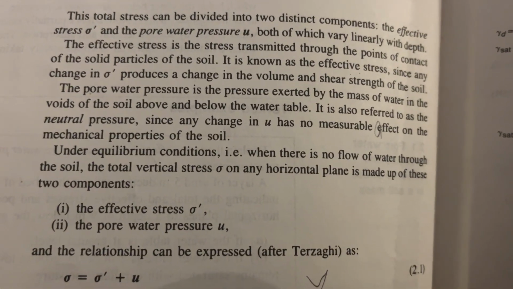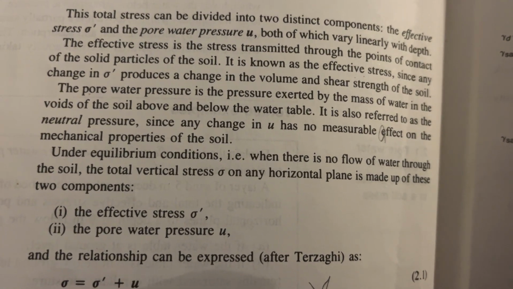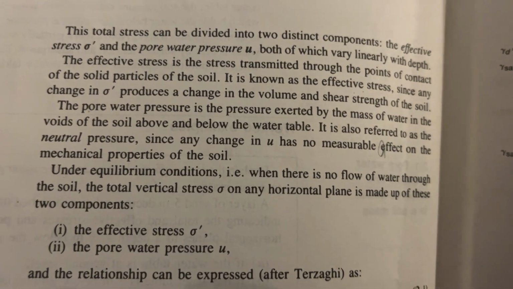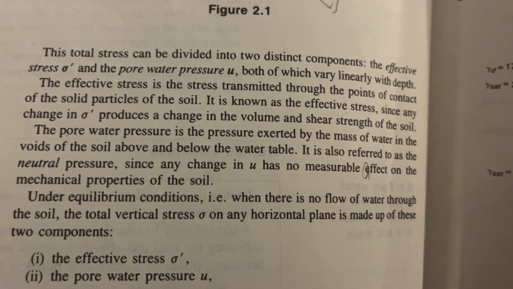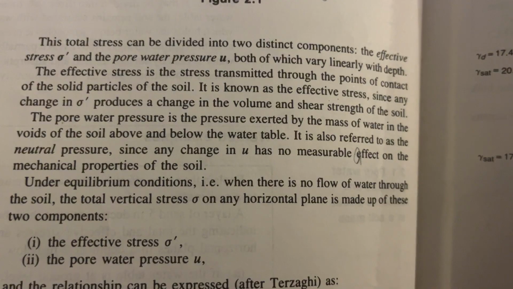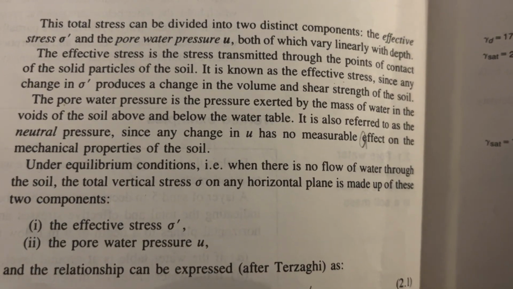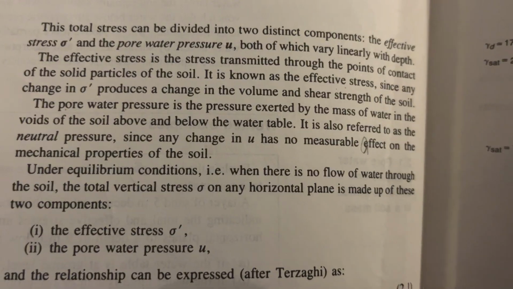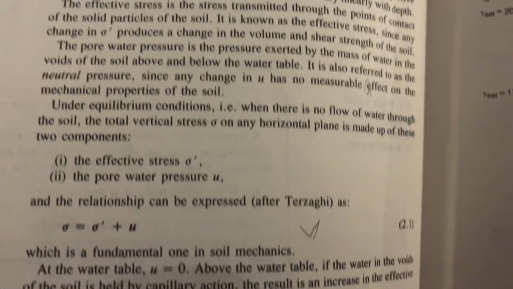The pore water pressure is the pressure exerted by the mass of the water in the voids of the soil above and below the water table. It is also referred to as the neutral pressure, since any change in U, the pore water pressure, has no measurable effect on the mechanical properties of the soil.